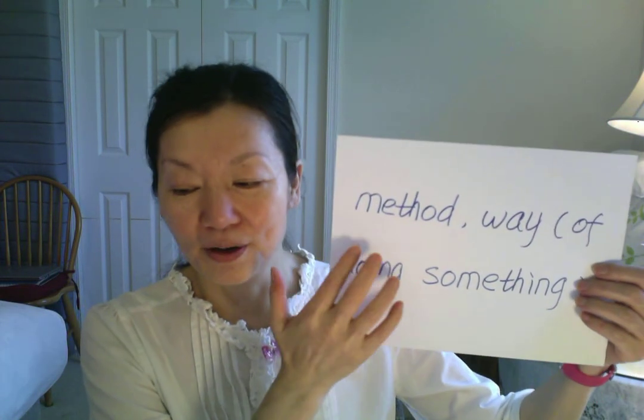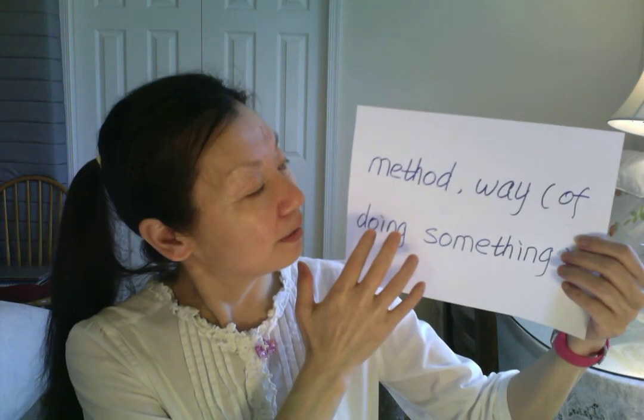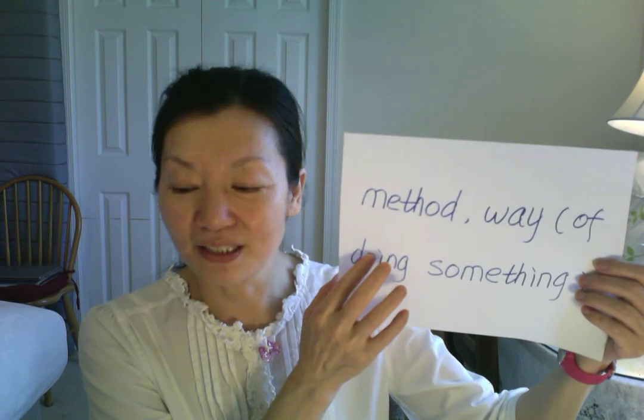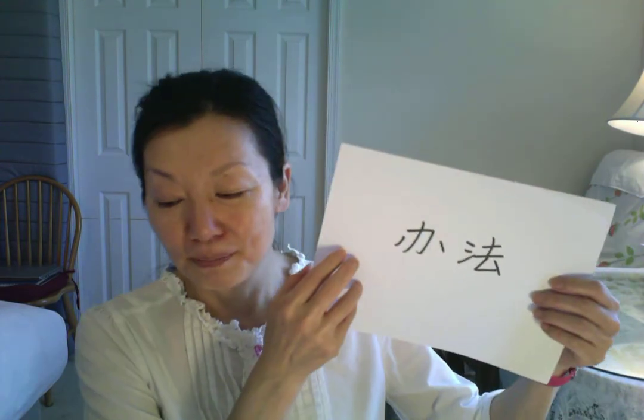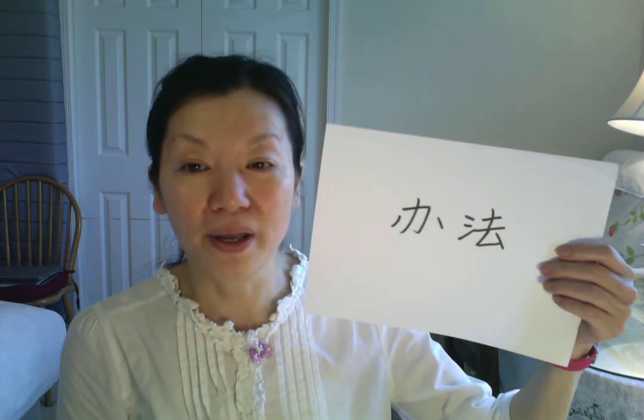Oh, method, the way of doing something. In Chinese we say 办法. One more time, 办法. Method or way of doing something, 办法. We finish this one, right?